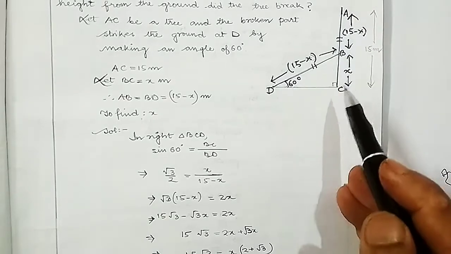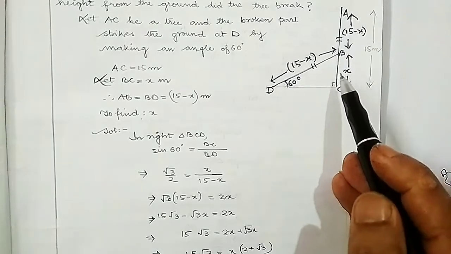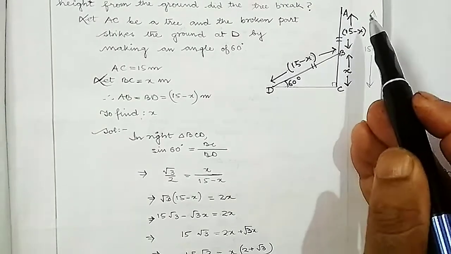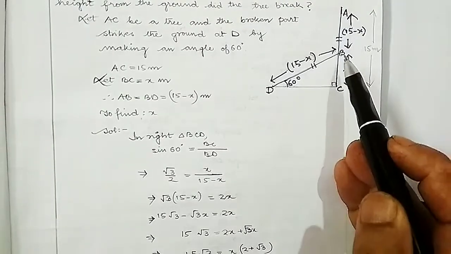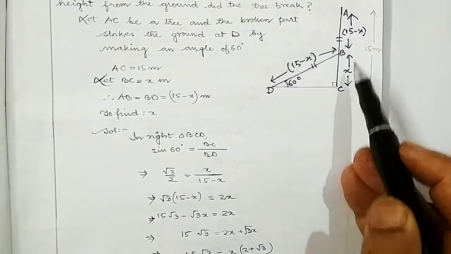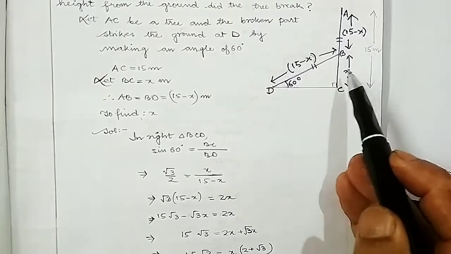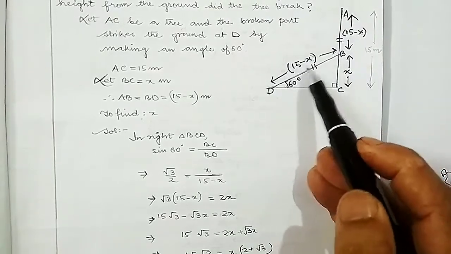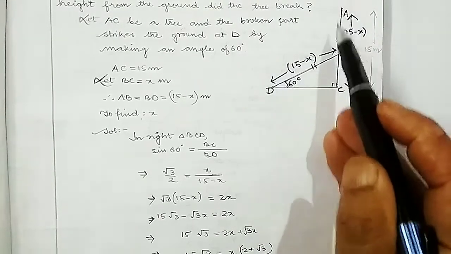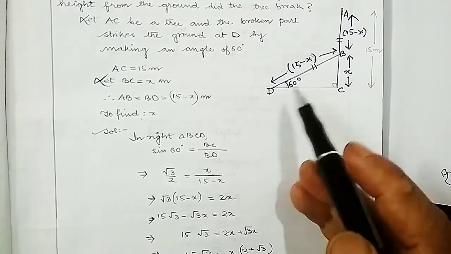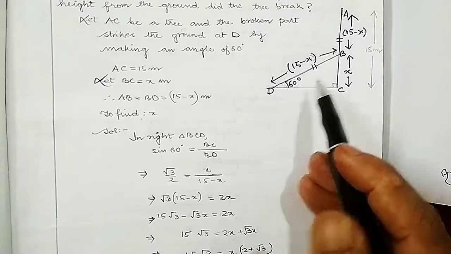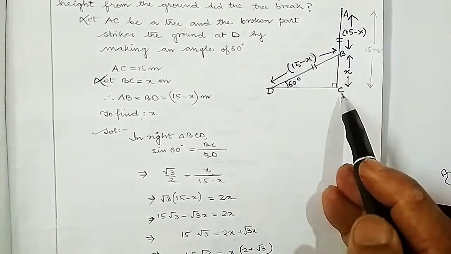Suppose from B to C this one is X. Then the length of A to B will be 15 minus X, because total length is 15. From here to here it is X, so this part will be 15 minus X. Since this is 15 minus X, this also will be 15 minus X, because AB and BD are equal. This angle is 60 degree, it is given in the question. We have to find this length, that is BC.